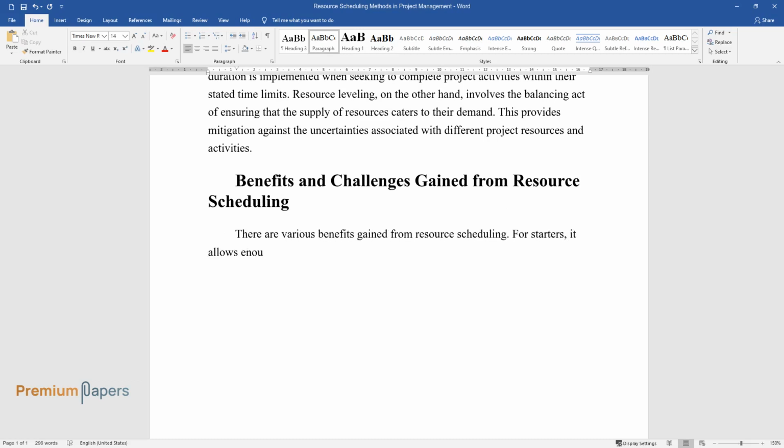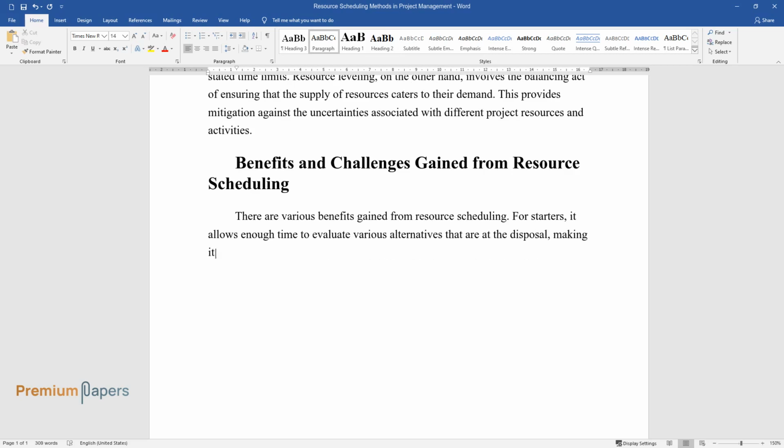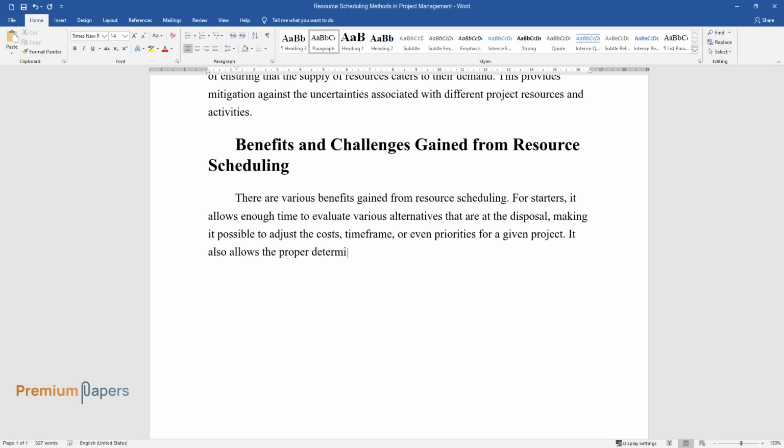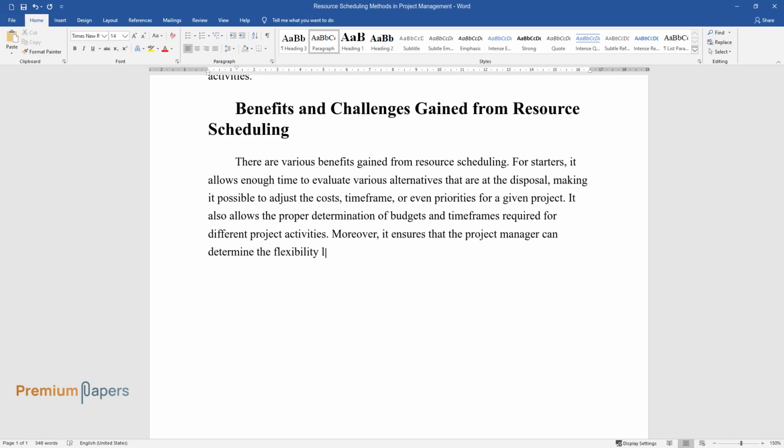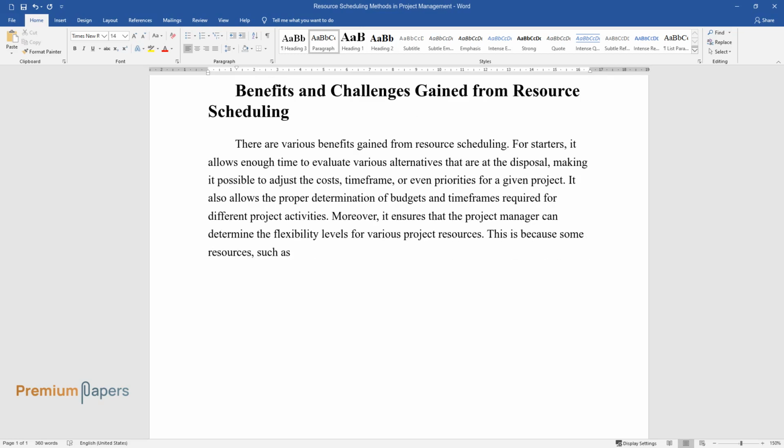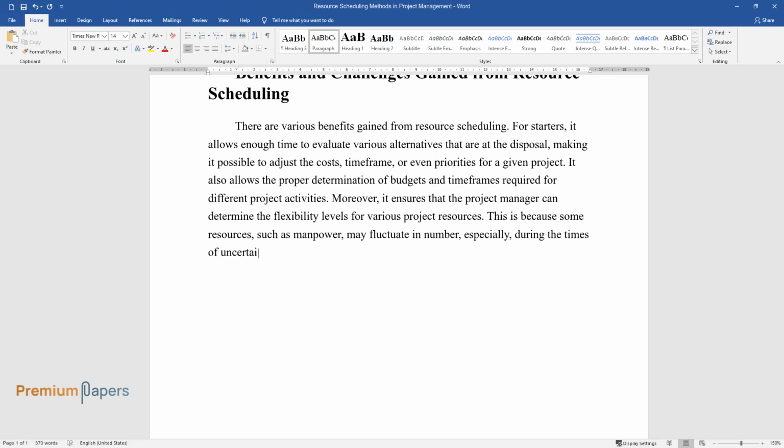For starters, it allows enough time to evaluate various alternatives that are at the disposal, making it possible to adjust the costs, time frame, or even priorities for a given project. It also allows the proper determination of budgets and time frames required for different project activities. Moreover, it ensures that the project manager can determine the flexibility levels for various project resources. This is because some resources, such as manpower, may fluctuate in number, especially during the times of uncertainties that characterize the life cycles of the projects.